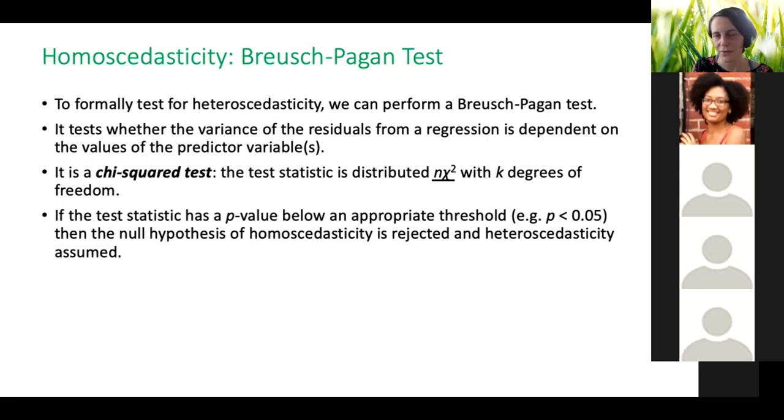And then as usual, if your test comes up with a p-value that is smaller than your predefined alpha level, then you can assume heteroscedasticity, whereas if it's above that alpha level, then you can maintain your null hypothesis that the data are homoscedastic.